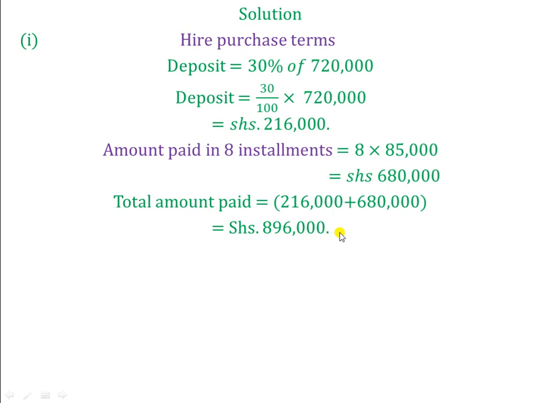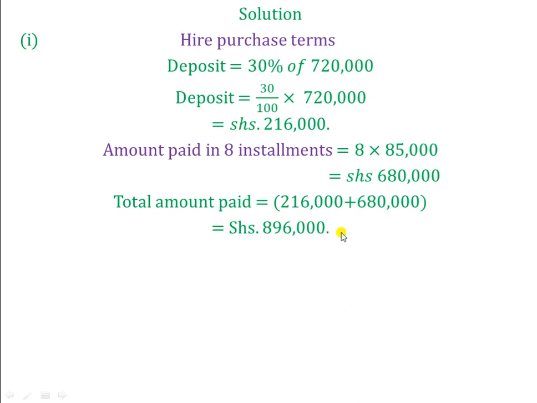So this is the amount that you will pay for that very item on hire purchase instead of the 720,000, which was the cash price. That means it was for only that person who was paying cash fully. But for you who wants to pay part and later pay in installments, you would end up paying more than the person that paid the cash price, which is 720,000.